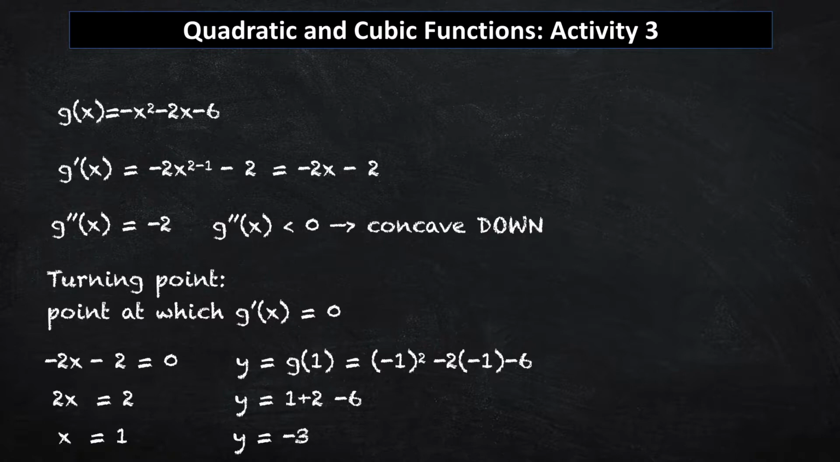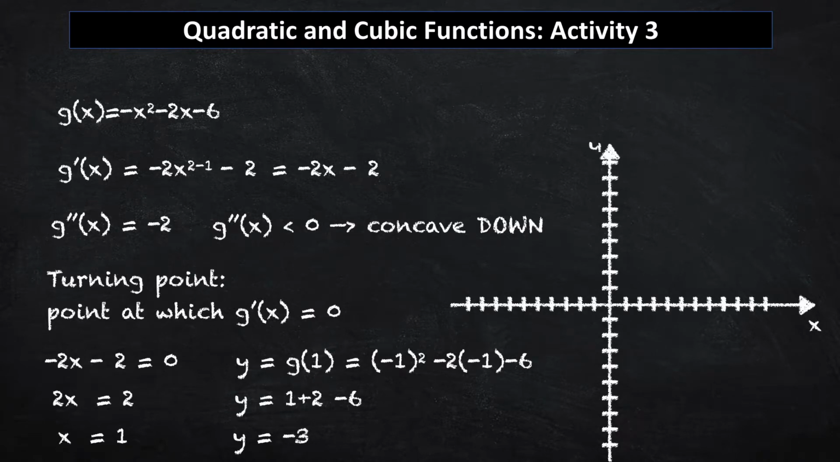So now we have all the information and we can draw a sketch of the function. So we draw our Cartesian plane, and we know that the turning point is the point (1, minus 3), so this point here shown, and we can draw the function because we know that it's concave down.